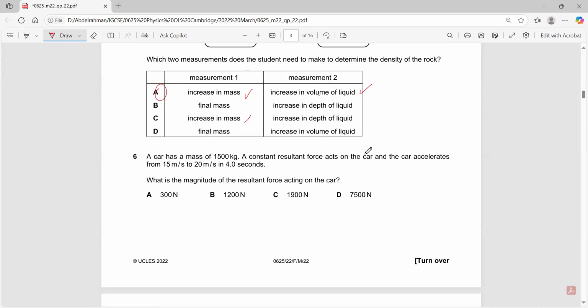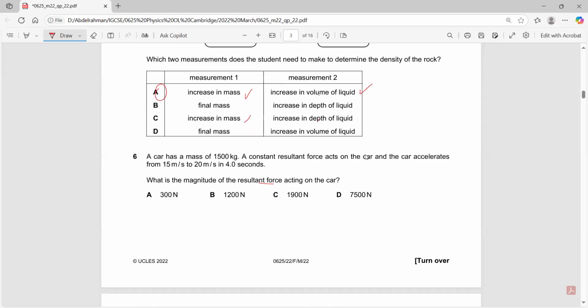A car has a mass of 1,500 kilograms. A constant resultant force acts on the car. It accelerates from 15 to 20 meters per second in 4 seconds. What is the resultant force? Can I find the resultant force? Yes. You can use either equation.